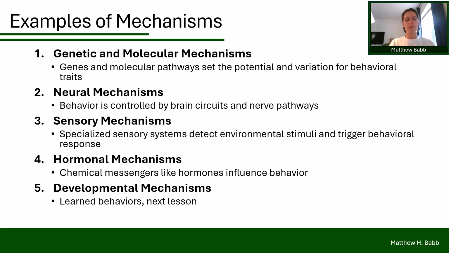This is when behavior is controlled by brain circuits or nerve pathways. Third, we have sensory mechanisms. This is where specialized sensory systems will detect environmental stimuli, and then the detection of those stimuli will trigger behavioral responses. Fourth, and the last one we're going to talk about in terms of proximate mechanisms here, are hormonal mechanisms. And this is when chemical messengers like hormones will influence behavior by binding to receptors at different parts of the brain or different parts of the body.